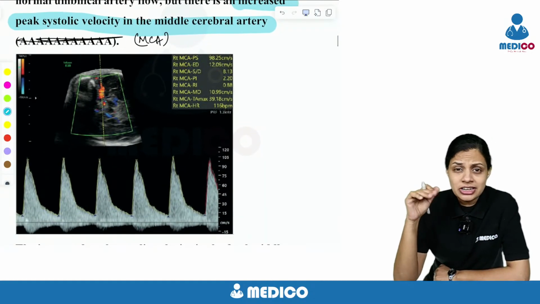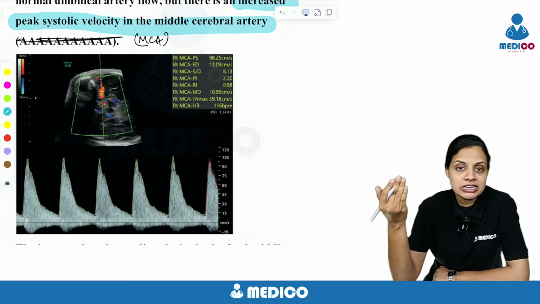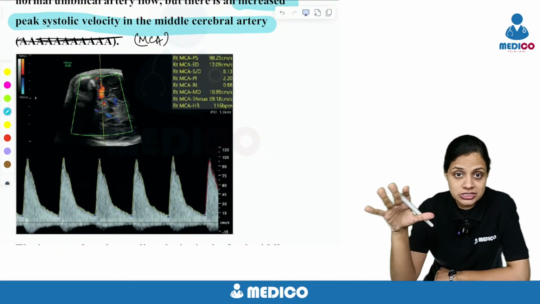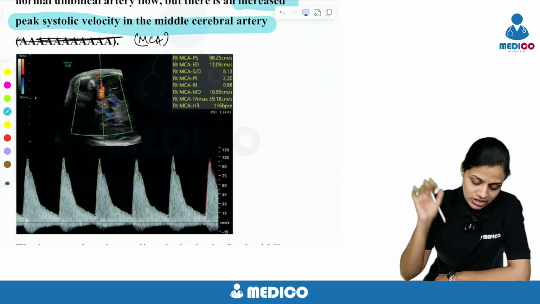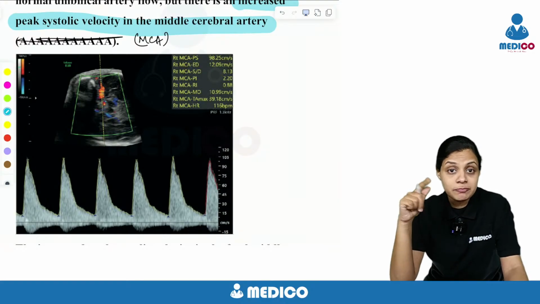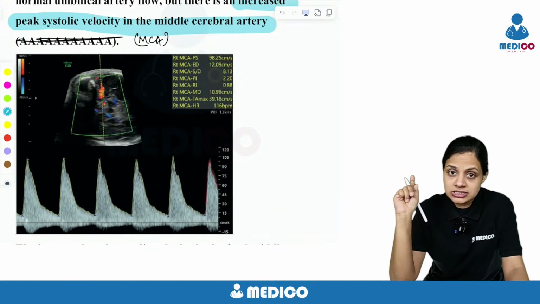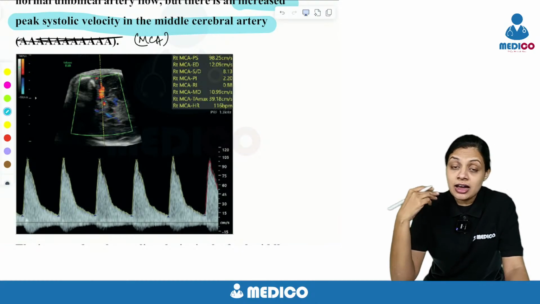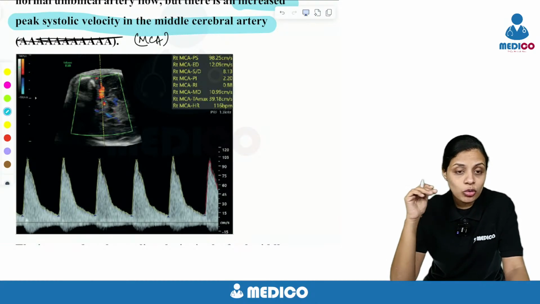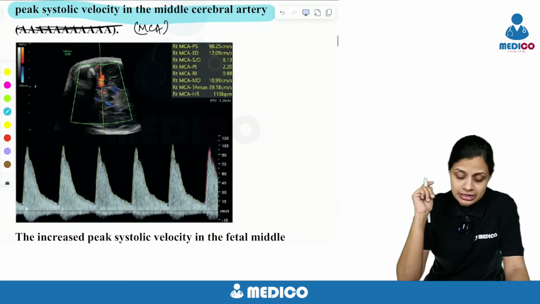You cannot study all that, because the speed of blood flow through the middle cerebral artery changes with the period of gestation. One thing you have to remember: increased peak systolic velocity means the blood is flowing faster, and there is a brain sparing effect that has occurred. The middle cerebral artery is a high resistance system where the blood flow is usually slower. But here, a brain sparing effect has occurred.